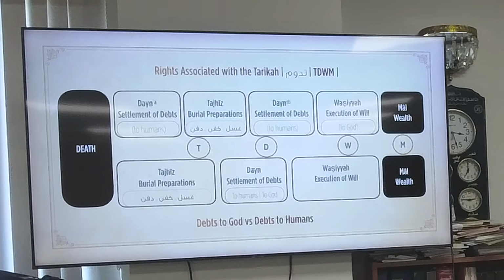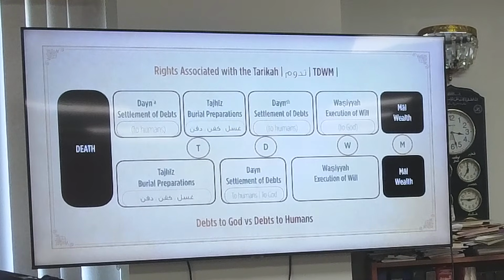And duyun, the specific sequence of claims that must be satisfied, that first of all, you settle the ayniya debts, i.e. you settle the secured debts. So debts that are tied to a specific collateral, either a mortgage or something. This is the first priority for Hanafis.